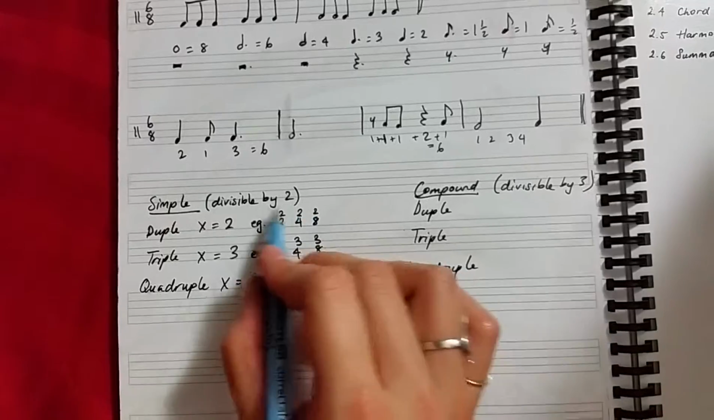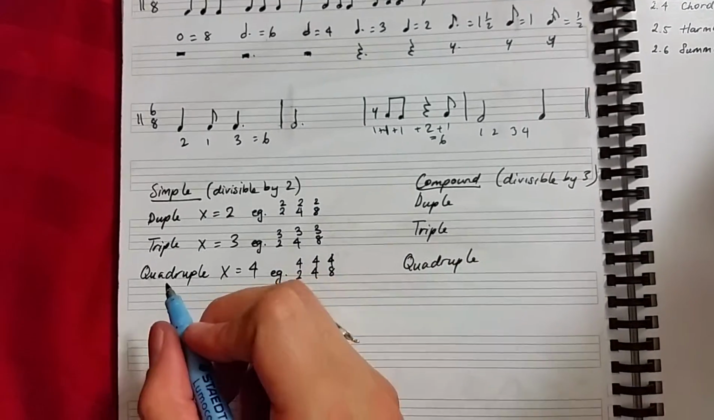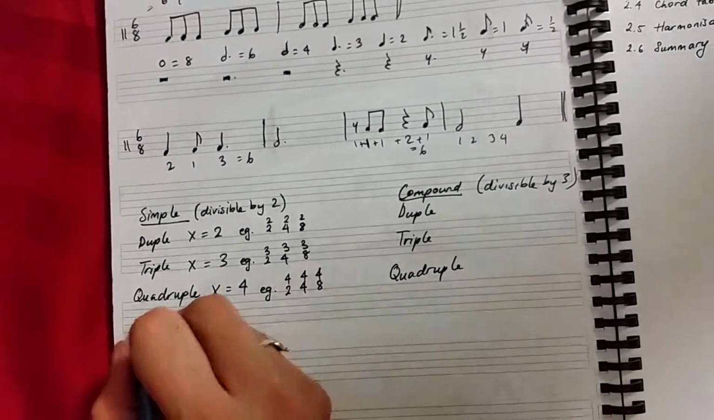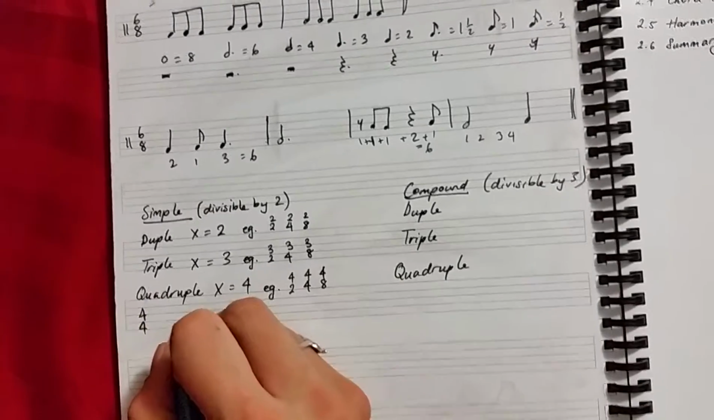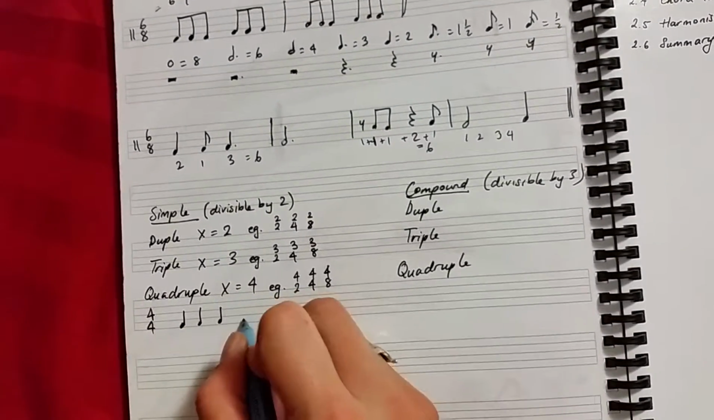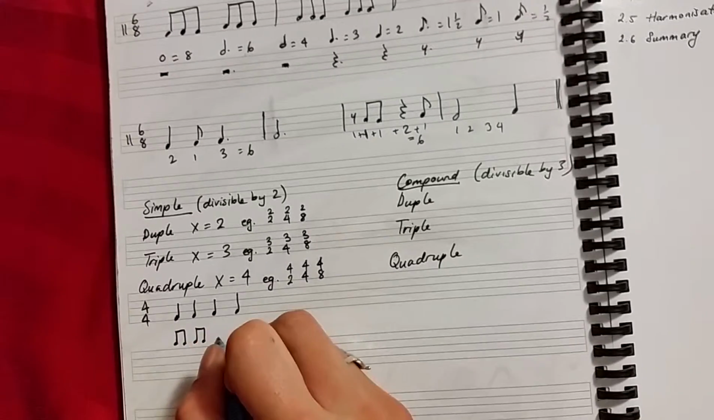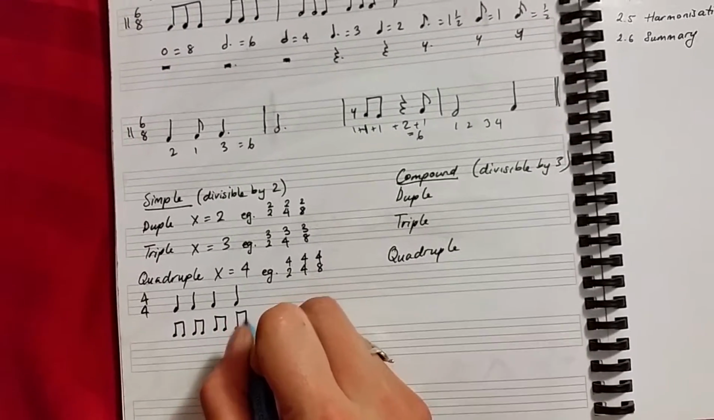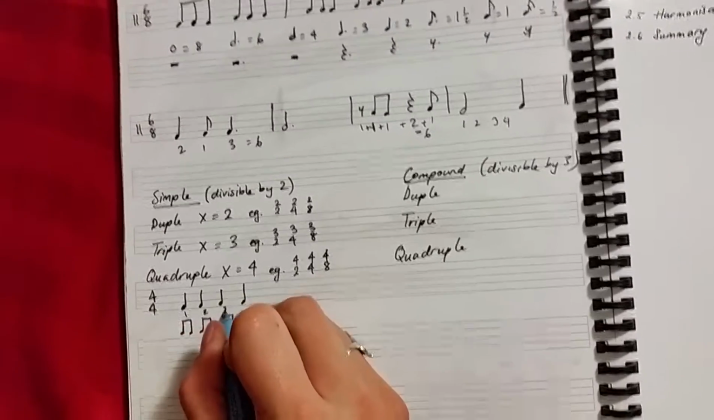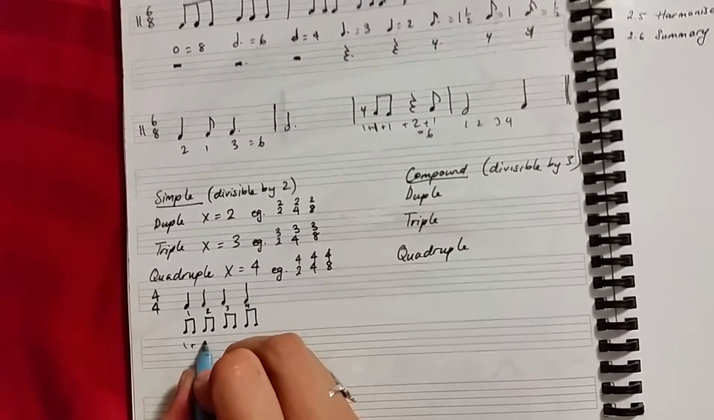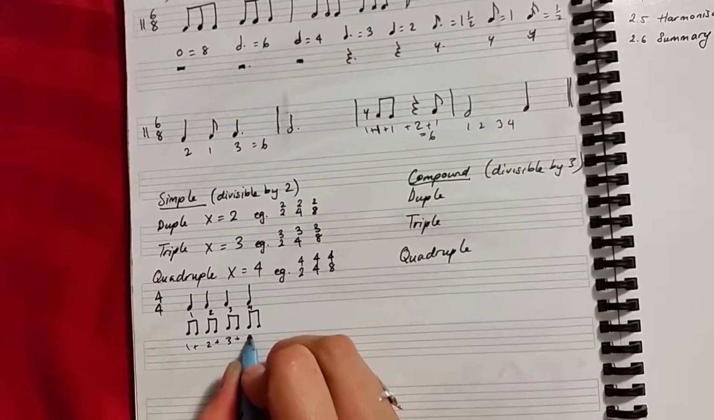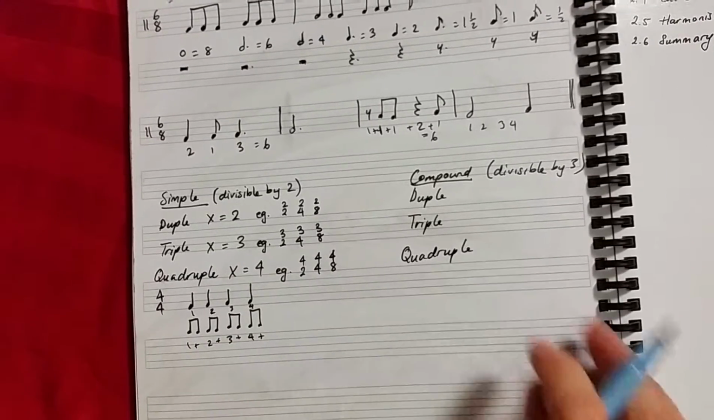So what do I mean by divisible by 2? So we'll look at the 4 for example again. Now look at these 4 beats here. I can divide those 4 beats into 2 quavers each. So instead of counting 1, 2, 3, 4, I can count 1 and 2 and 3 and 4 and. So that's what I mean by divisible by 2.